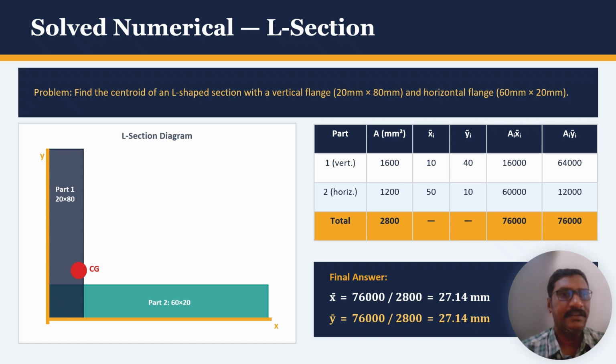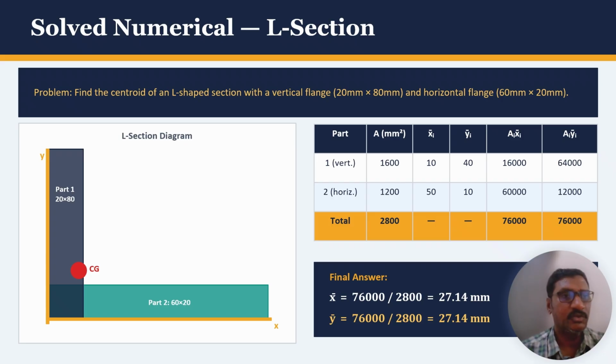And step 3, find the centroid of each and every part. For part 1, the vertical rectangle, 20 mm by 80 mm, the area is 1600 mm squared. The centroid of this rectangle is its geometric center. X bar 1 equals 20 by 2, that equals 10 mm from the left edge, because that is the reference origin. Y bar 1 equals 80 by 2, that equals 40 mm from the bottom edge from our reference origin. Similarly, consider part 2, the horizontal rectangle, 60 by 20 mm.